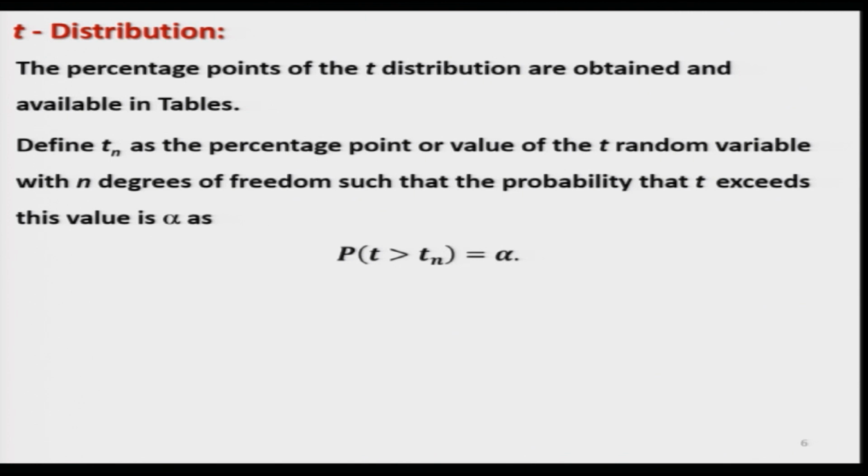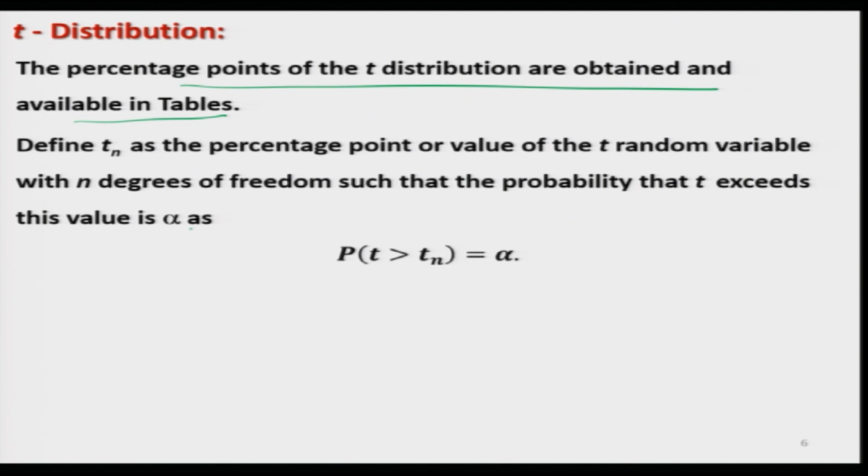Now, as you had tabulated the probabilities in the chi-square distribution case, similarly we can tabulate the probabilities under the t distribution also. So, the percentage points of the t distributions are obtained and they are available in tables, but now we are going to use the R software. But just for your information, you must know what was happening in the past, and how these probabilities are defined and how they are used, right.